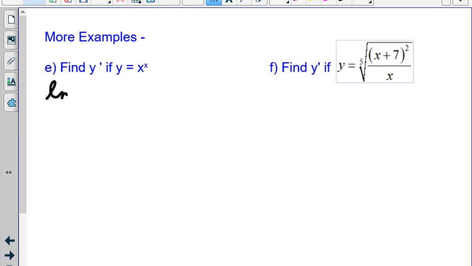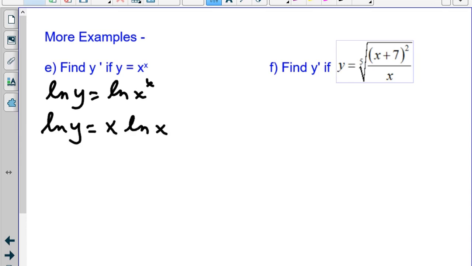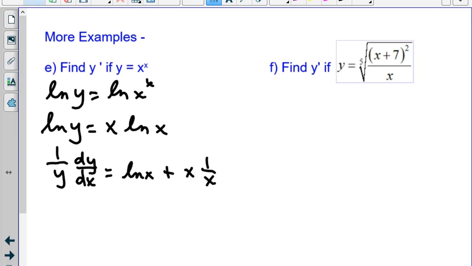So I'm going to take the natural log of both sides of this equation. If I do this, I get natural log of y equals x times the natural log of x. The reason I can do that is because a variable in the exponent, or anything in the exponent, can move down when I have a natural log. Now I can implicitly take the derivative. So 1 over y dy/dx equals product rule over here: derivative of x is 1 times natural log of x, plus x times the derivative of natural log of x, which is 1 over x.